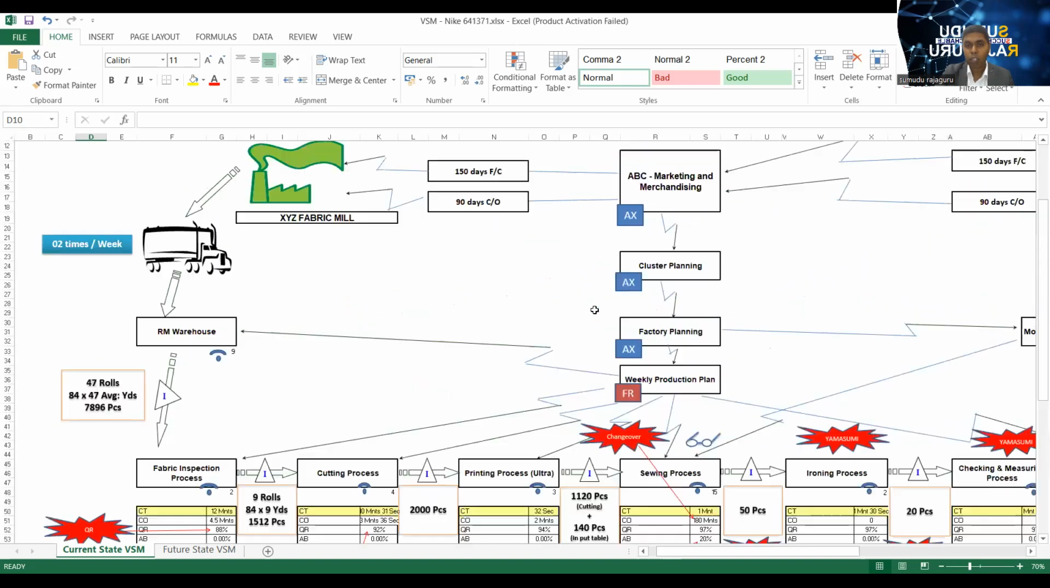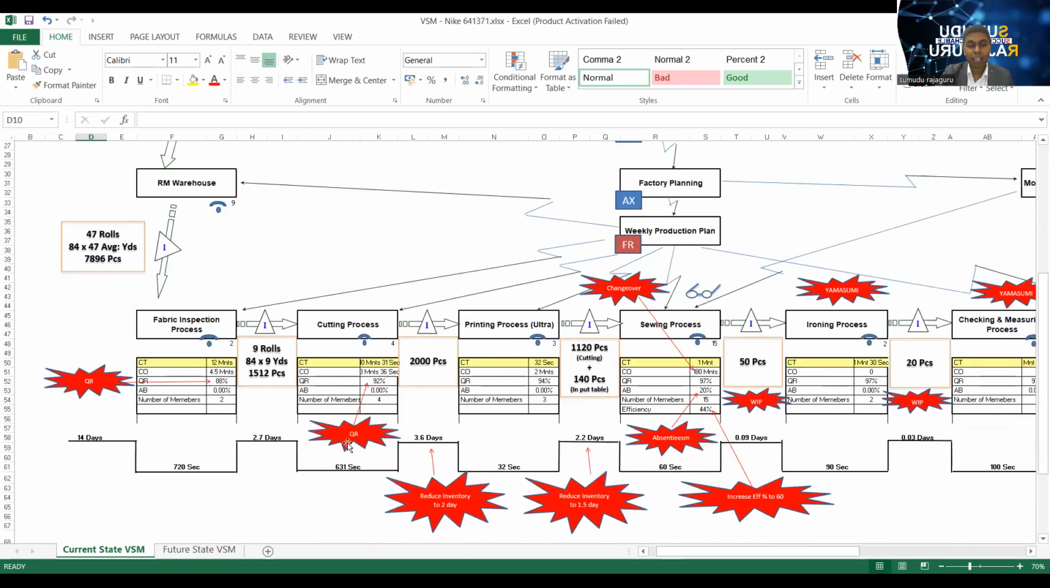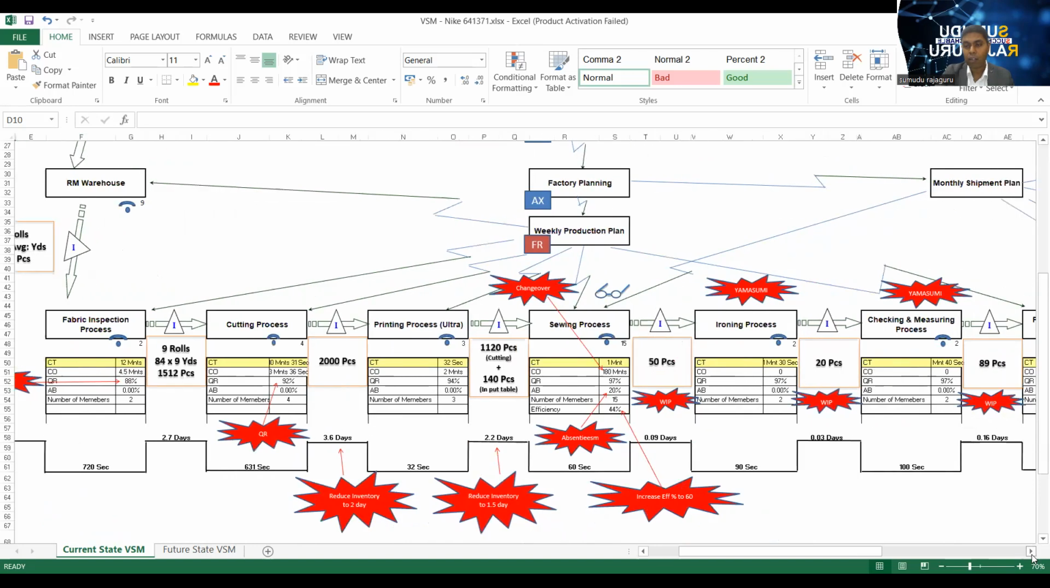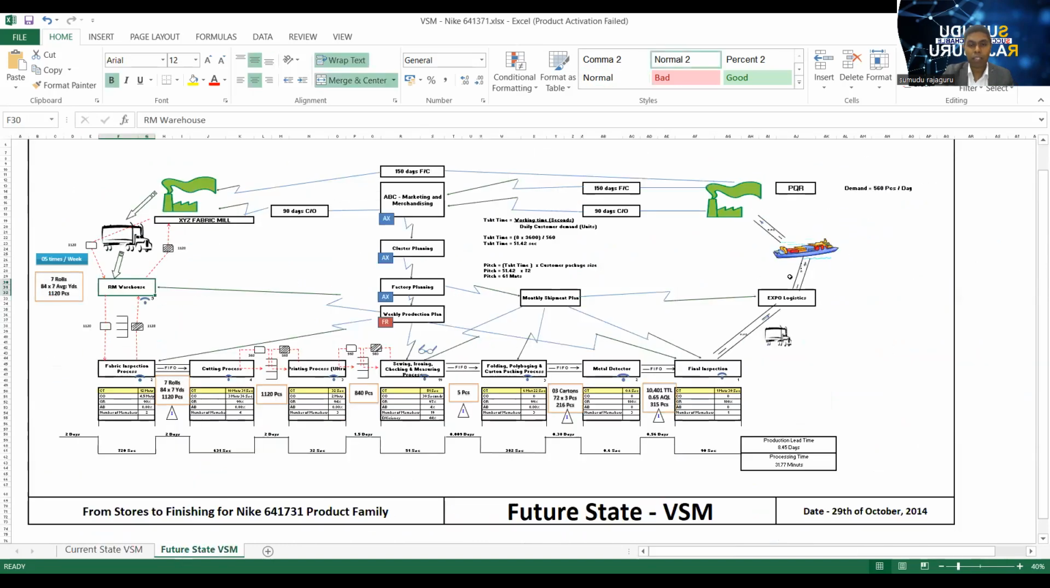Okay, then they show the information flow also, how it happens. You can see that red color thing, that is called Kaizen burst, Kaizen blitz. So what are the improvement opportunities they highlighted through the current value stream. Then same day, after we draw the current value stream map, then we can draw the future value stream map. Okay, now you can see the future value stream.